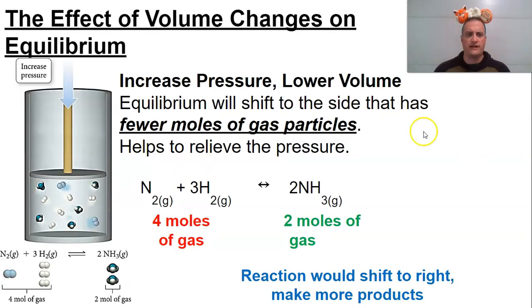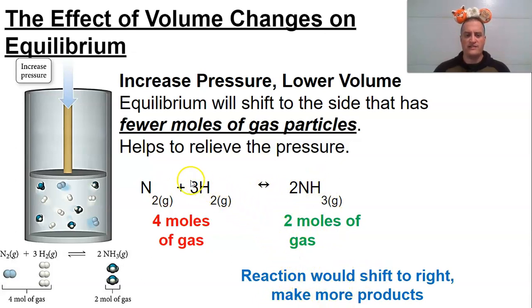Let's look at some other effects. So volume changes on equilibrium. Increase in pressure will lower the volume. The equilibrium will shift to the side that has fewer moles of gas particles. This helps relieve the pressure. So if we have an increase in pressure, there's more moles of gas, more particles that are going to be compressing than the 2 moles. This would shift it to the right to make more products.